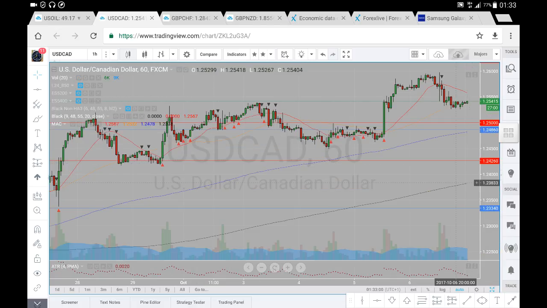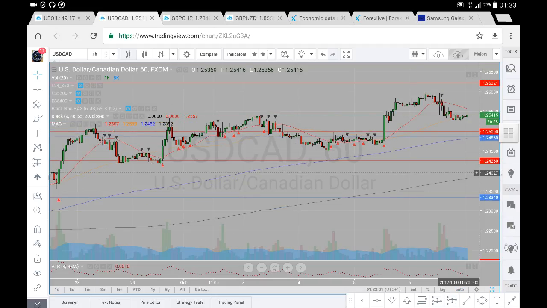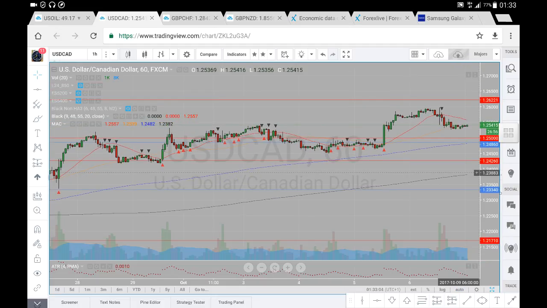On the hourly, we were expecting prices to go up to 126.22. Instead, we have sold off a bit, and as we can see with a lot of dollar pairs, there does seem to be some dollar selling based on the NFP report.